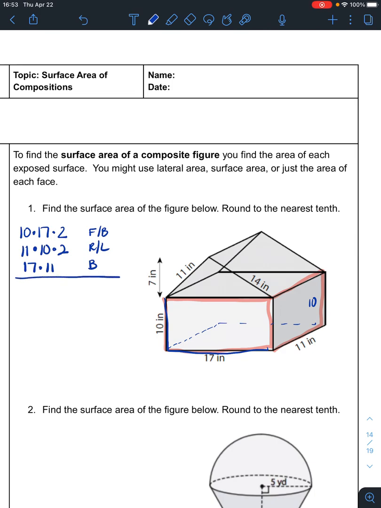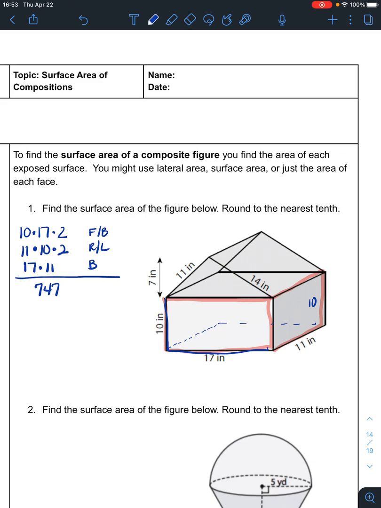So this is all of our bottom piece. So we do 10 times 17 times 2. That's 340, plus 110 times 2, plus 17 times 11. So we get 747. So that is for our rectangular prism.